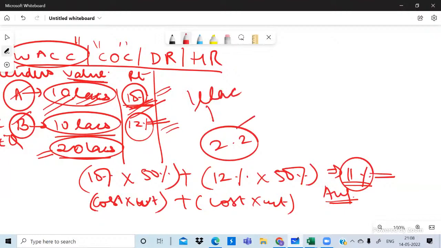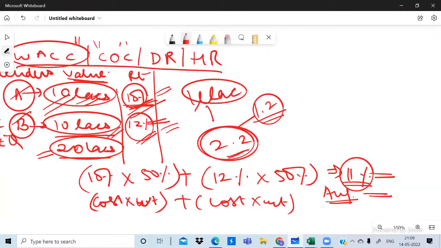And how much does B want? He wants 12% of 10 lakhs, which is 1.2 lakhs. But on an average, how much do they expect? They expect 11%. So 1 lakh will go to A, 1.2 lakh will go to B. They want a total of 2.2 lakh. 2.2 lakh on 20 lakhs is nothing but 11%. So it's not that A will get 11%. No, A will get 10%. B will get 12%. But if I'm looking at the entire company, then on an average, people want 11% from my company.